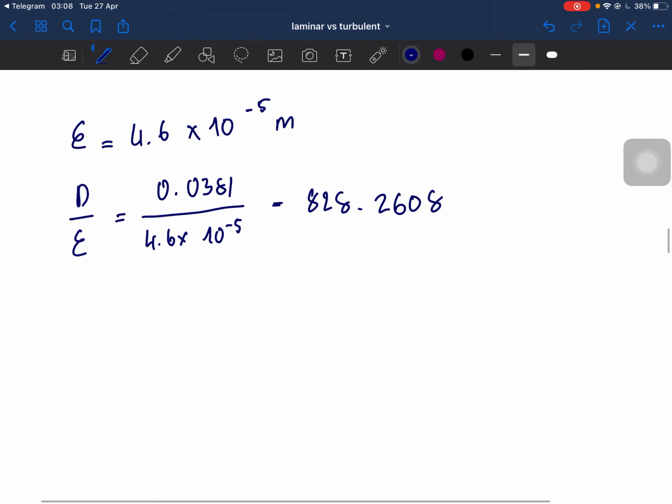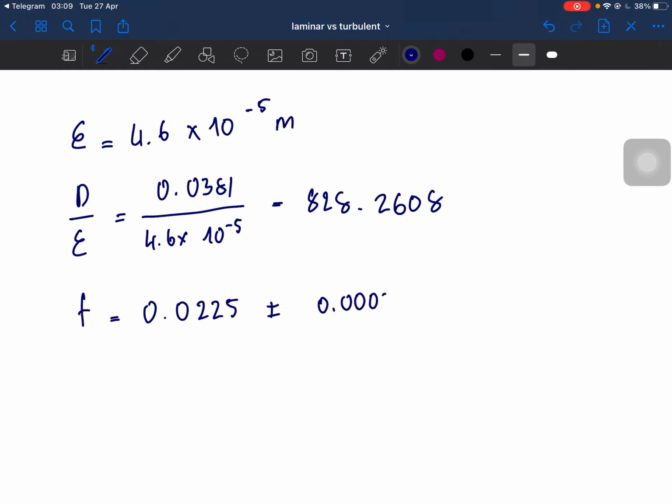Okay, I found it. So it's f equals 0.0225, with a variation of 0.00... how many zeros? Three zeros, 5. This is dimensionless. Yes, dimensionless, so you need to consider the units.